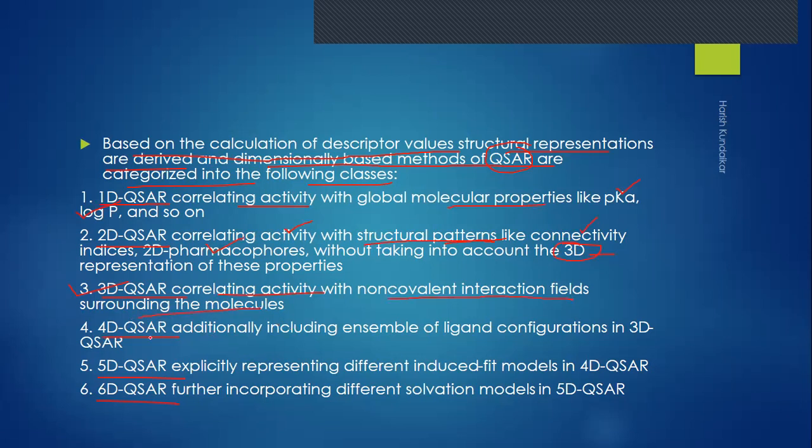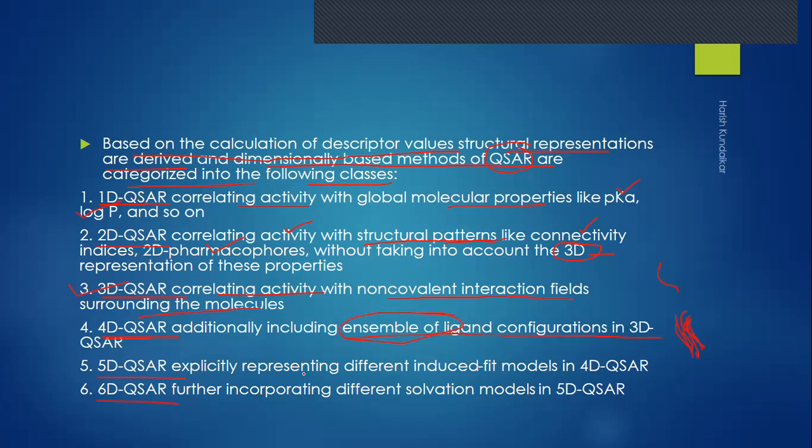Then we have 4D QSAR. 4D QSAR, in addition to 3D QSAR, also includes an ensemble of ligand configurations. So in 3D QSAR, we use just one single conformation of the ligand, but here we'll use an ensemble, a collection of conformations of the ligand, and that is 4D QSAR.